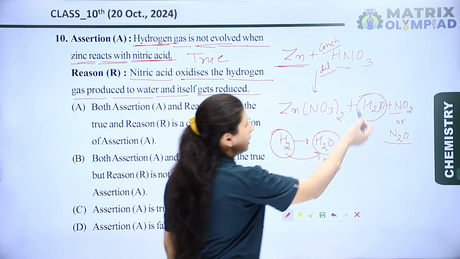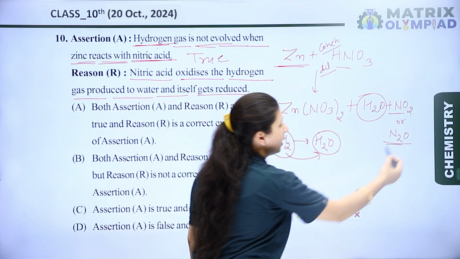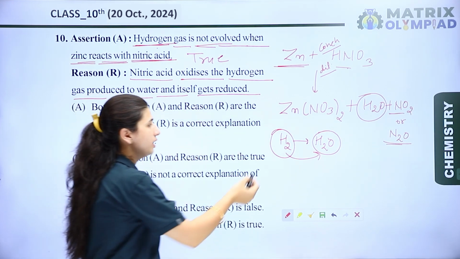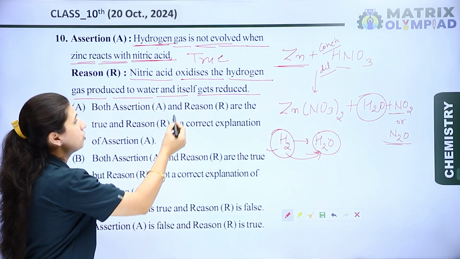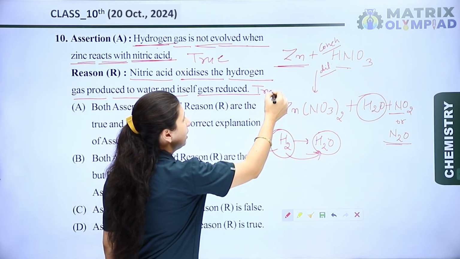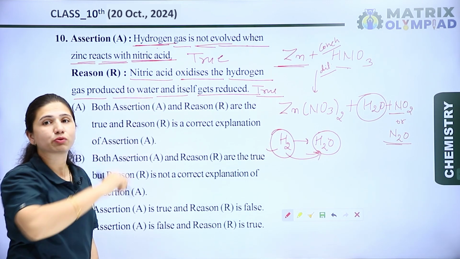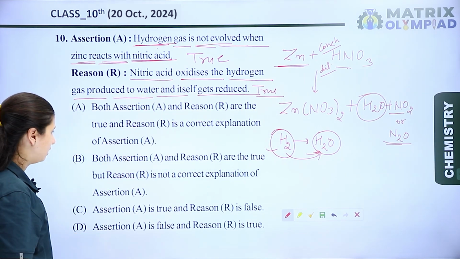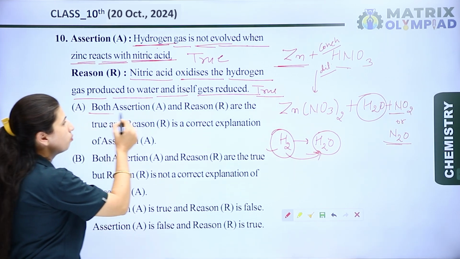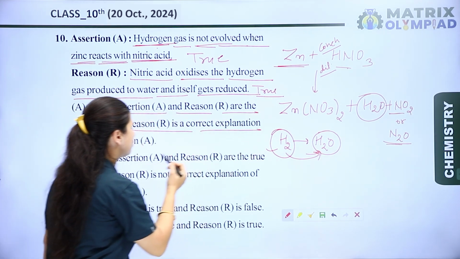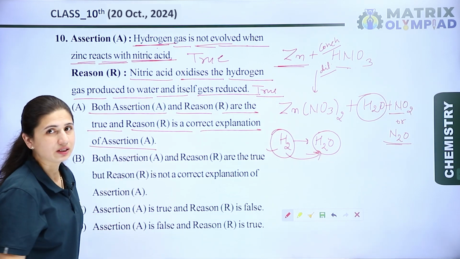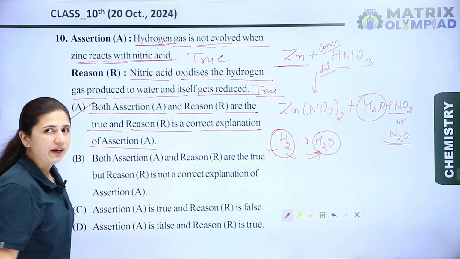Nitric acid itself is reduced into NO2 and N2O and oxidizes H2 into H2O. It means the reason and assertion are both true statements, and the reason correctly explains the assertion. So let's see the options. Option first is both assertion and reason are true and the reason is a correct explanation of the assertion. Yes, it is completely the right answer.